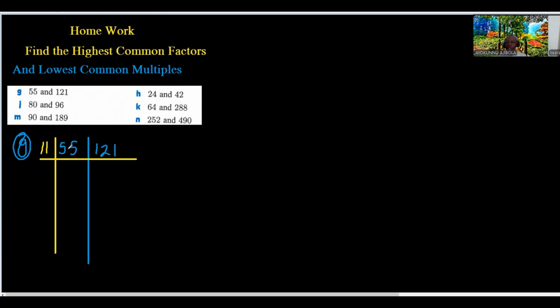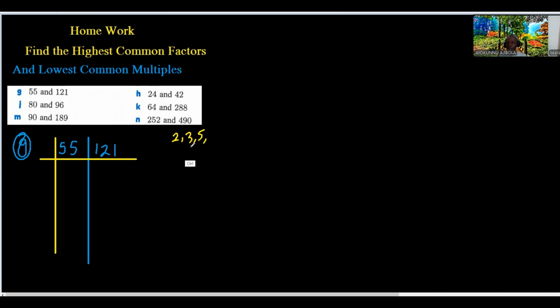So 11 in 55 is 5. And 11 in 121 is 11, because 11 times 5 is 55 and 11 times 11 is 121. Again, I said I want to use prime numbers, and we know our prime numbers to be 2, 3, 5, 7, 11, 13, and so on. These are numbers that nothing can divide apart from those numbers themselves and 1.